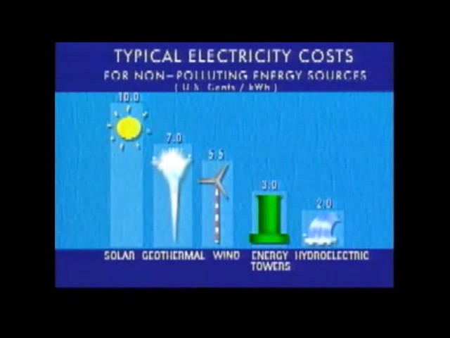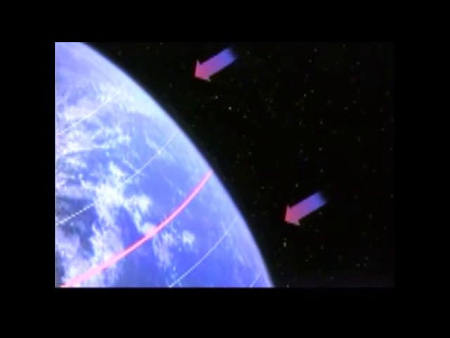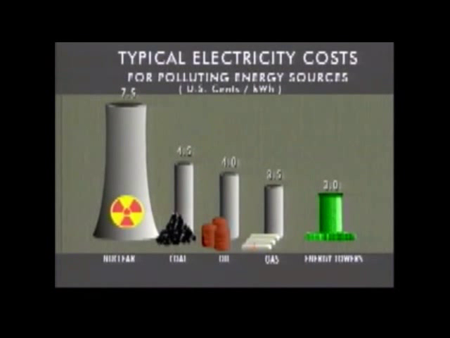In comparison to other non-polluting energy sources such as solar, geothermal, wind, and hydroelectric power, the energy tower is only slightly more expensive than hydroelectric power and far less costly than wind, geothermal, and solar power. One must remember that the energy tower's global potential far exceeds the combined output projections for all the other forms of non-polluting energy production. In comparison to other polluting energy sources such as nuclear, coal, oil, and gas, the energy produced by the energy towers is not only renewable and clean, but also cheap.